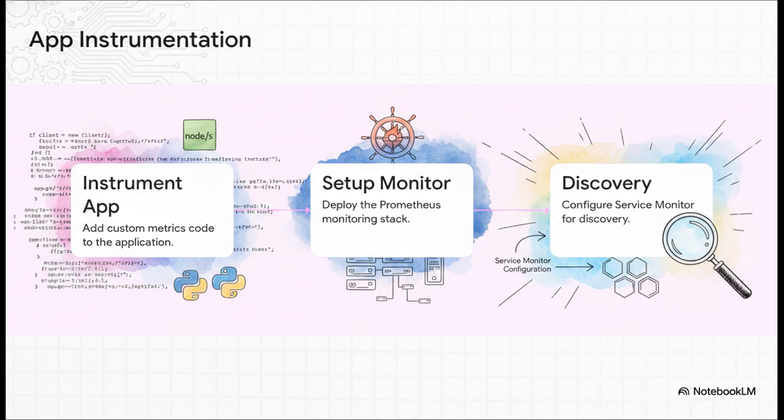But Step 3 is the absolute glue: service discovery. In a massive Kubernetes cluster with 100 different applications running, Prometheus doesn't just magically know where your specific custom metrics live. You have to configure a service monitor to explicitly tell Prometheus, hey, look at this specific service and scrape the data from this exact endpoint. Without that final service discovery step, your beautifully instrumented metrics, they're never going to be seen.